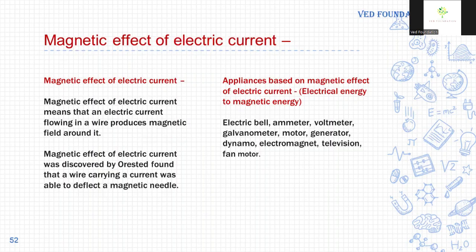Magnetic effect of electric current. Magnetic effect of electric current means that an electric current flowing in a wire produces a magnetic field around it. It was discovered by Oersted, and he found that a wire carrying a current was able to deflect a magnetic needle. Appliances based on magnetic effect of electric current are electric bell, voltmeter, galvanometer, motor, generator, dynamo, electromagnet, television, fan, etc.